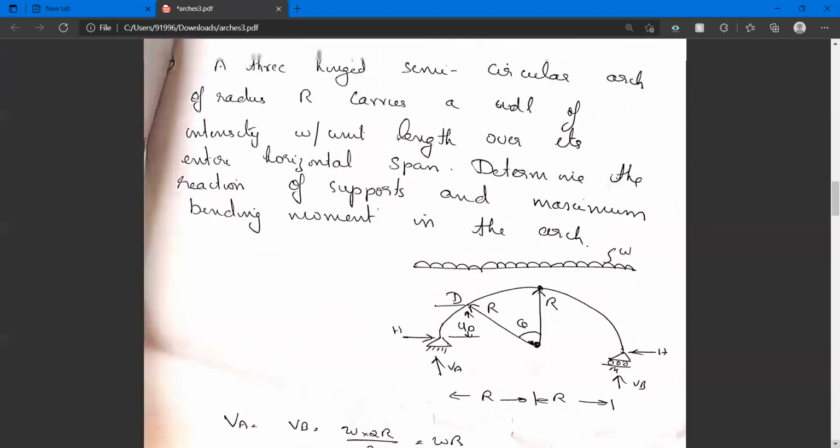Next problem. A three-hinged semicircular arch of radius r carries a UDL of intensity W per unit length over its entire span. Determine the reactions at the supports and the maximum bending moment in the arch.